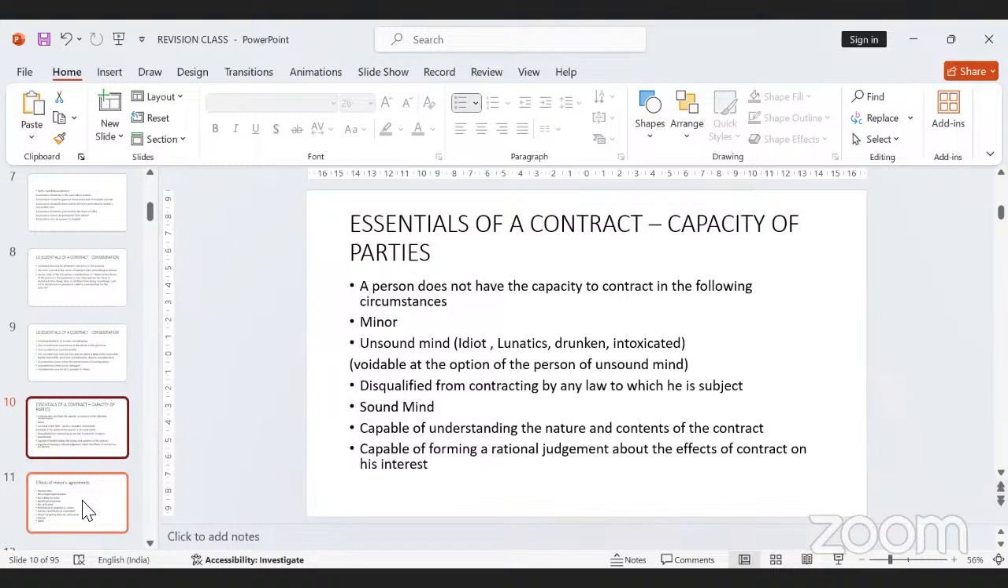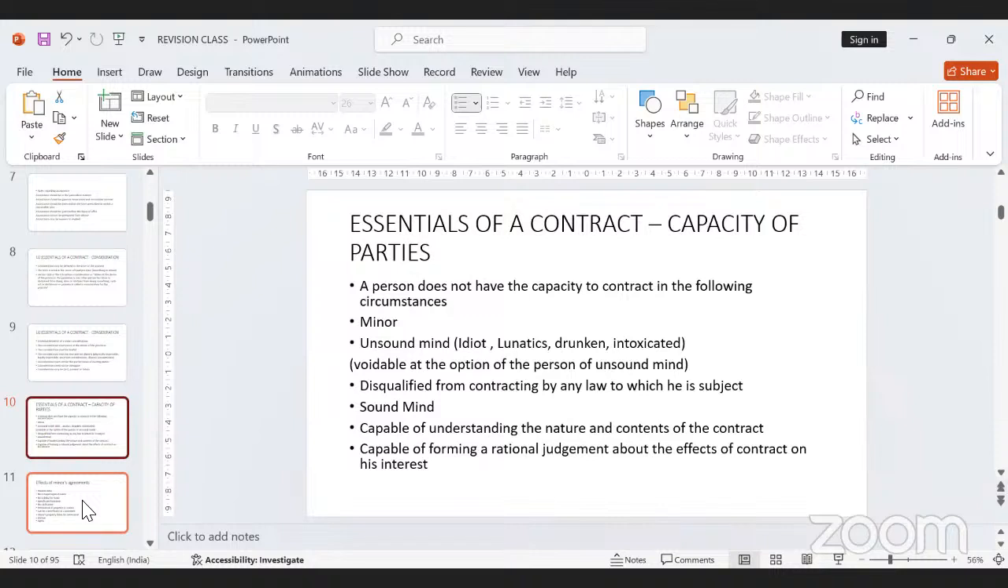When it comes to drunken and intoxicated people, do not enter into contact with them when they are in that state, because they do not have the capacity to contract. When it comes to lunatics, yes, when their mental state is normal, you can enter into a contract with them. When their mental state is not normal, then you cannot enter into a contract with them because they do not have the capacity to contract.